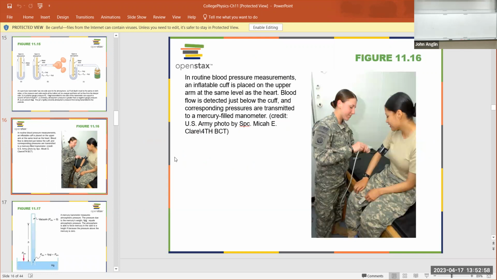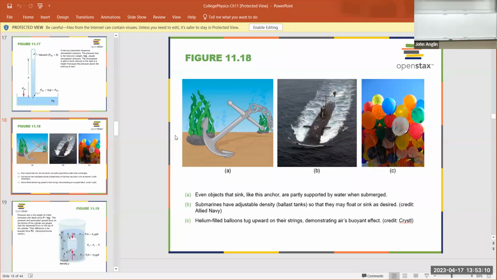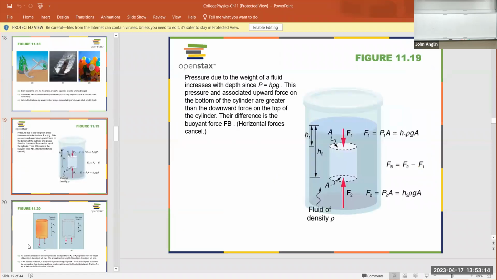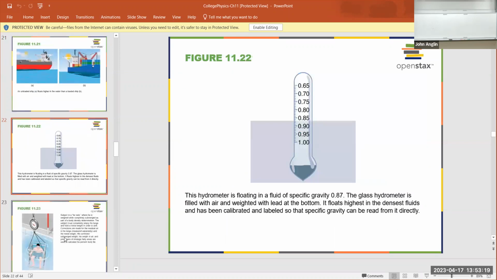Blood pressure measurement does the same thing. She's 82nd Airborne, so I'm not entirely certain she knows how to use that instrument. There's another mercury barometer, different examples of pressure. Screened area stuff again.